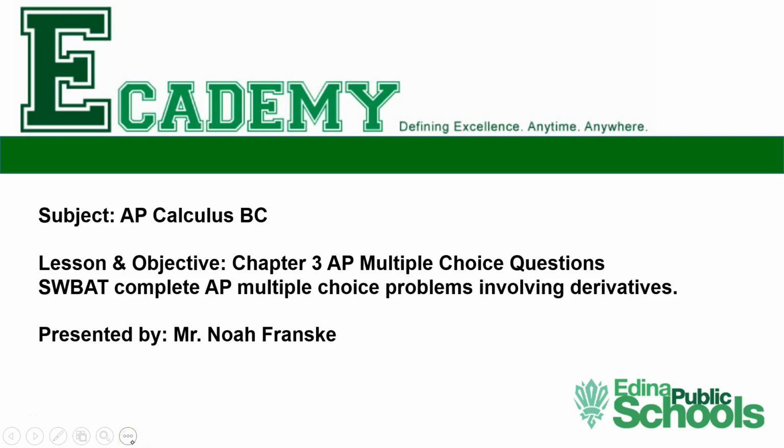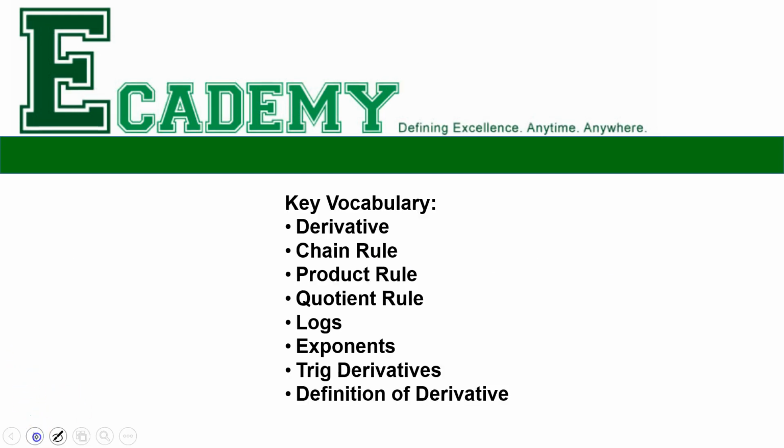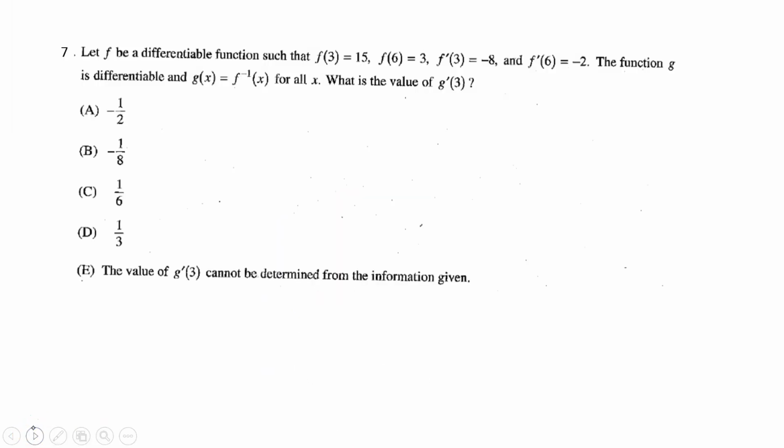We're going to talk about the last problems, 7 through 13, for those multiple choice problems that you have in your packet. So let's take a look at it and see what we've got. All of our same vocab we've been talking about in all of chapter 3 is going to be good here. So we've got f, a differentiable function, where f of 3 is 15, f of 6 is 3, f prime of 3 is negative 8, f prime of 6 is negative 2. g is the inverse of f. Interesting. What is the value of g prime of 3?